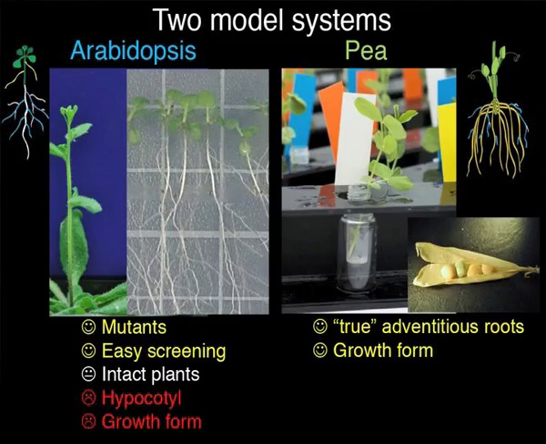It has different advantages and disadvantages. So we have true adventitious roots. No one ever argues that. That's a cutting from its stem. It's very classical stem cutting propagation.